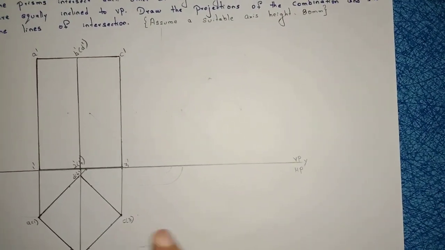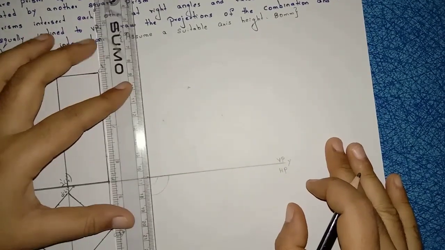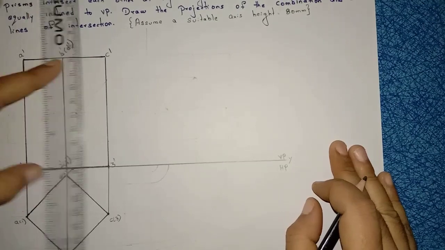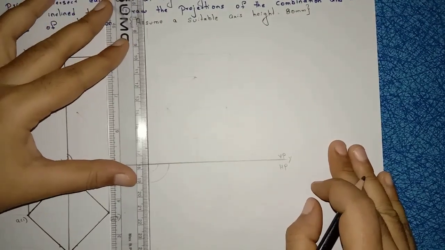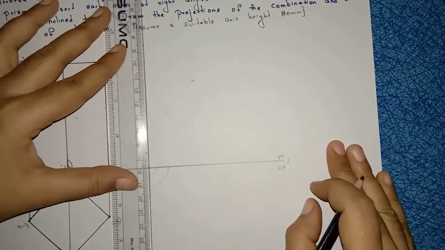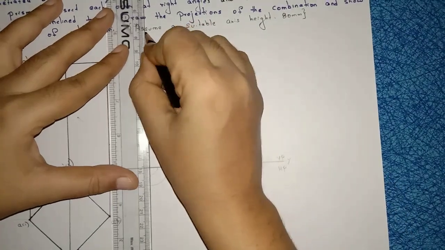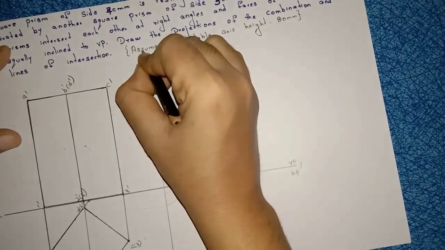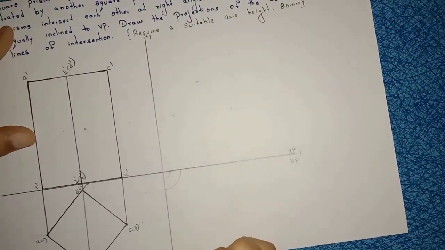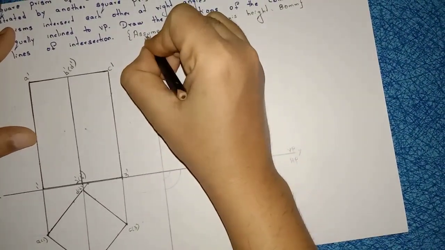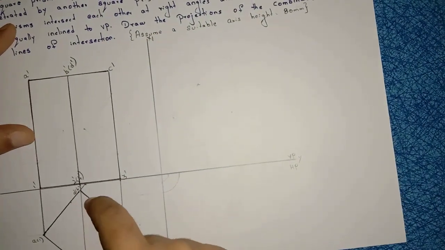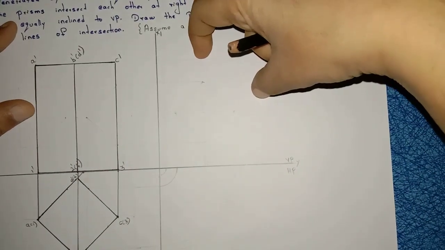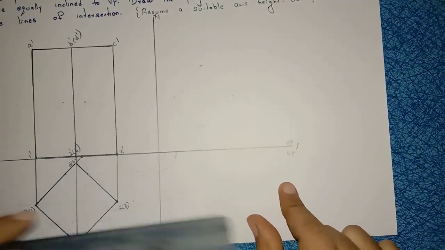For intersections we are going to construct the side view also. Right? So how to construct the side view? From this end of the prism, you can leave any distance. Draw another reference line here, and name it as X1, Y1. This is my other reference line. So we are going to construct the side view of this square prism here.